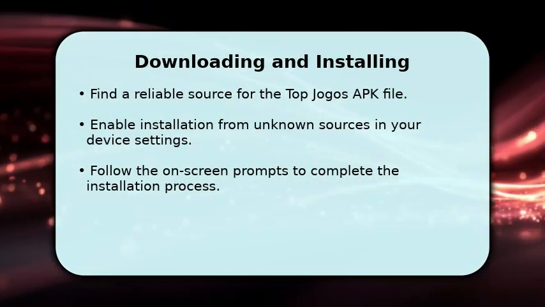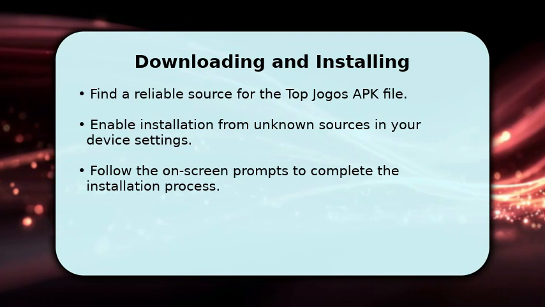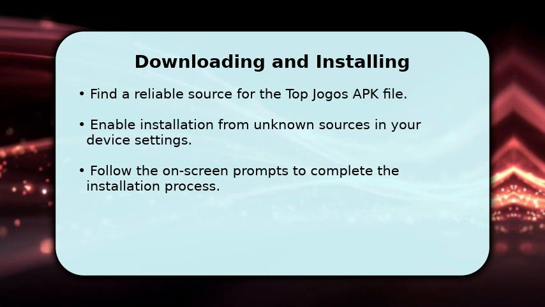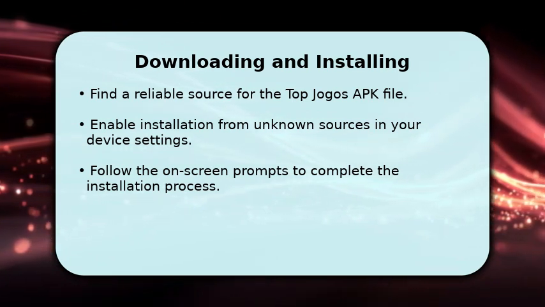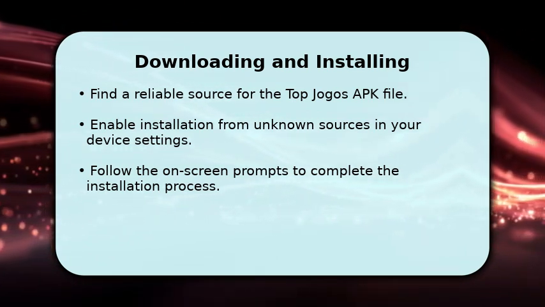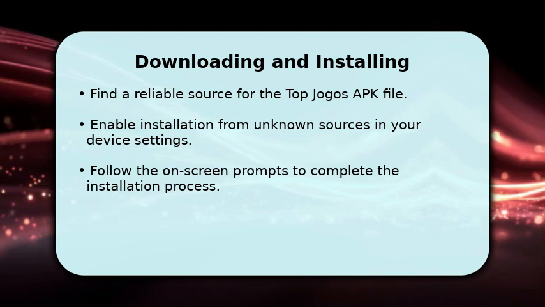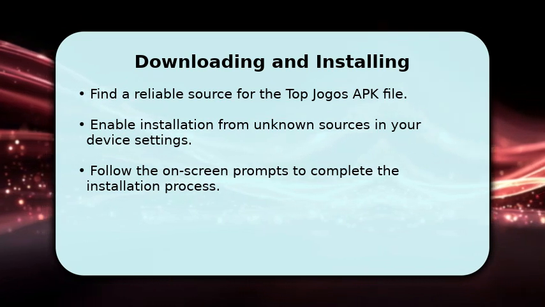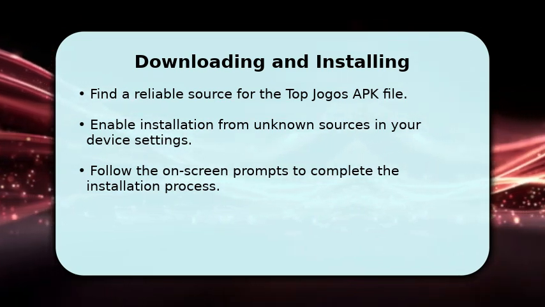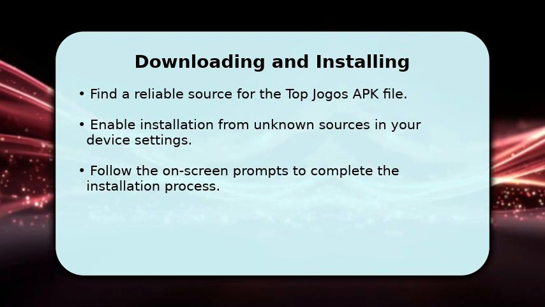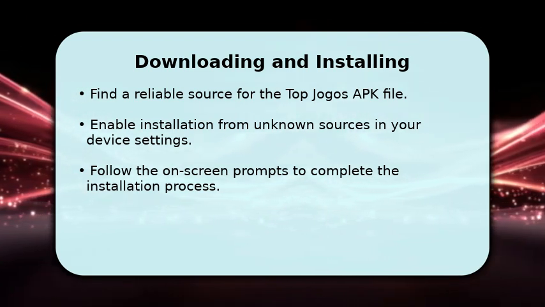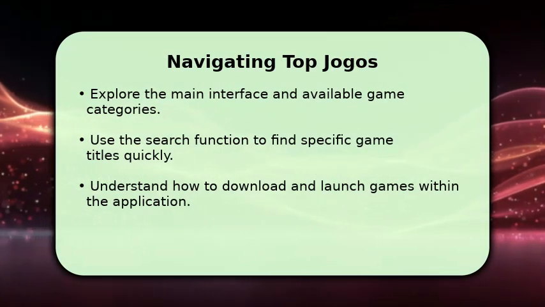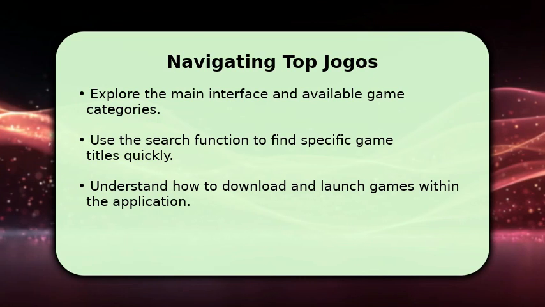First, locate a trustworthy source for the Top Jogos APK file. Once downloaded, navigate to your device's security settings and enable installations from unknown sources. This crucial step allows your phone to install applications outside of official app stores. Then, simply open the downloaded file and follow the straightforward on-screen instructions to complete the installation in just a few moments. Once installed, open Top Jogos to discover its user-friendly interface.